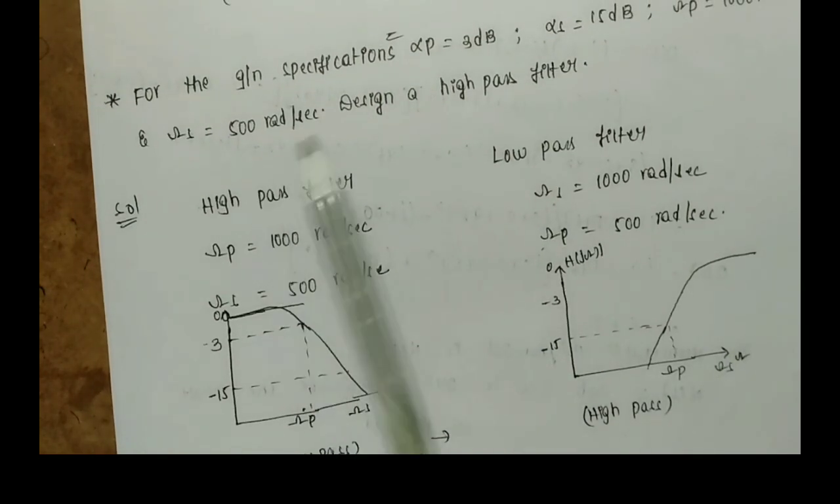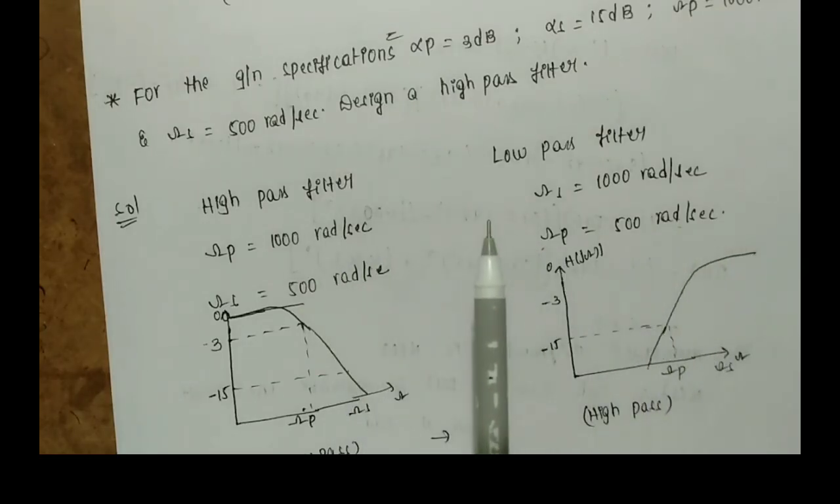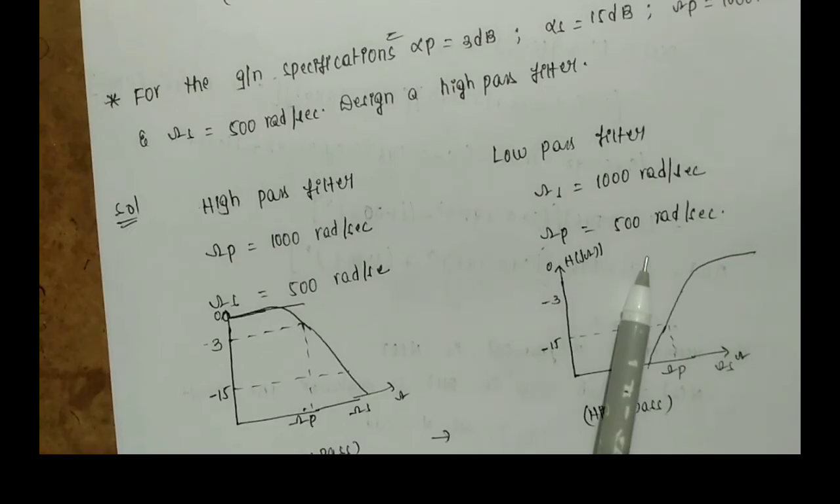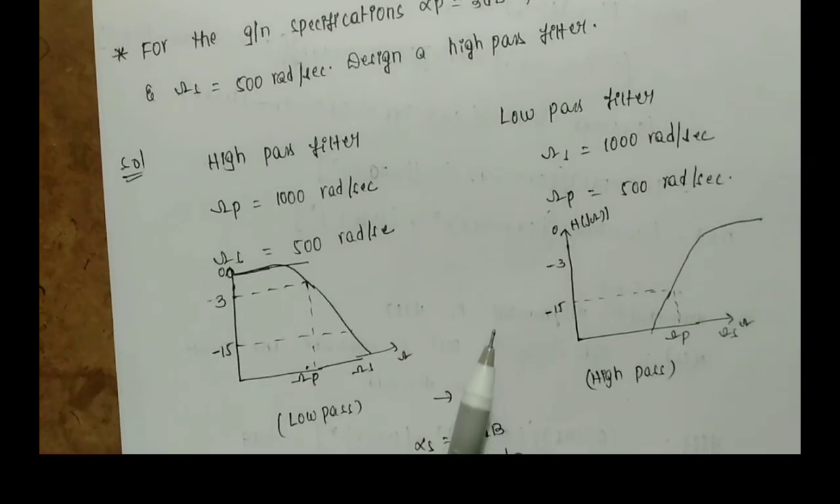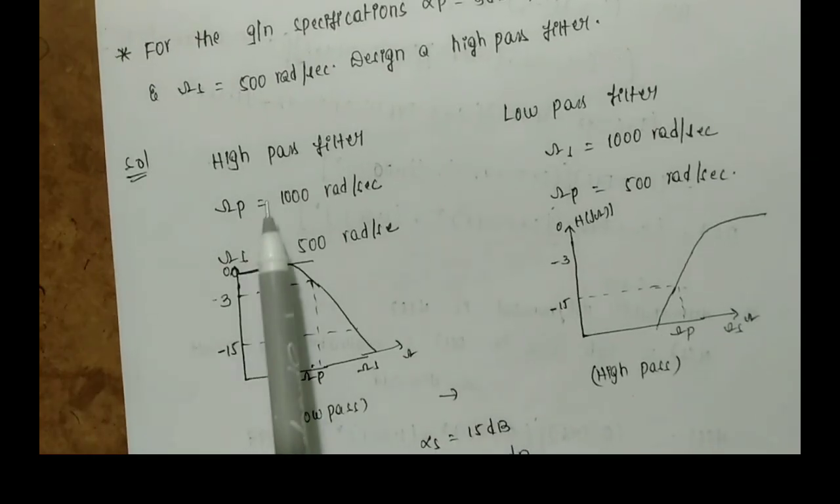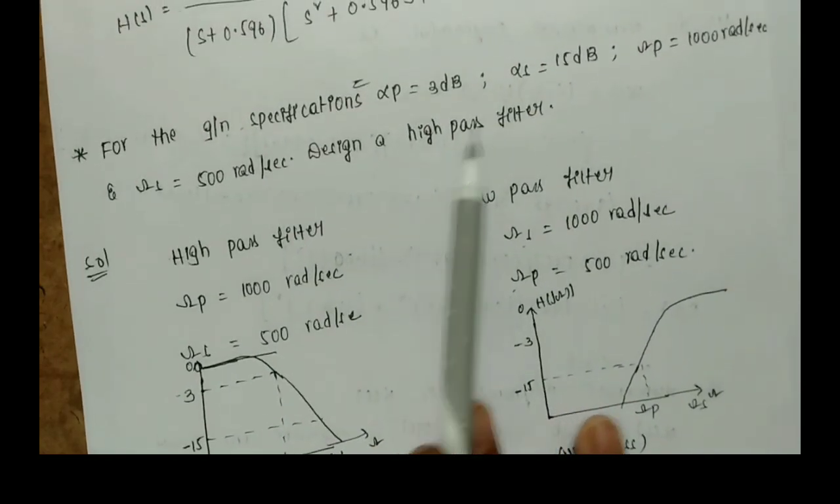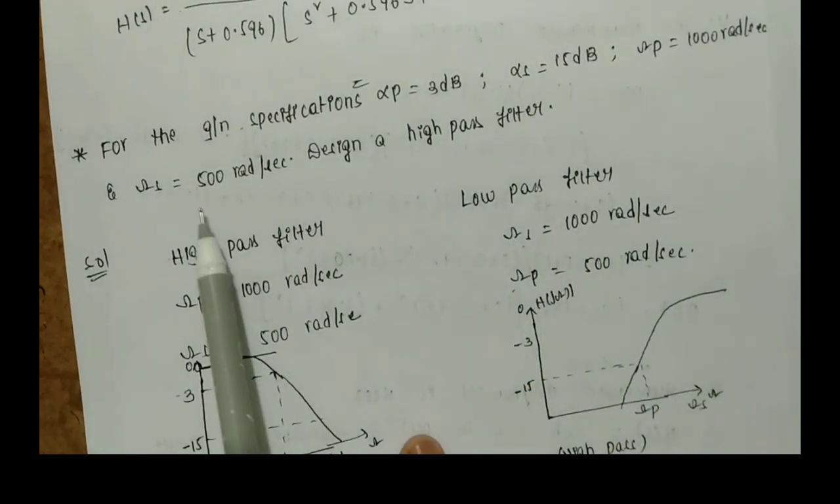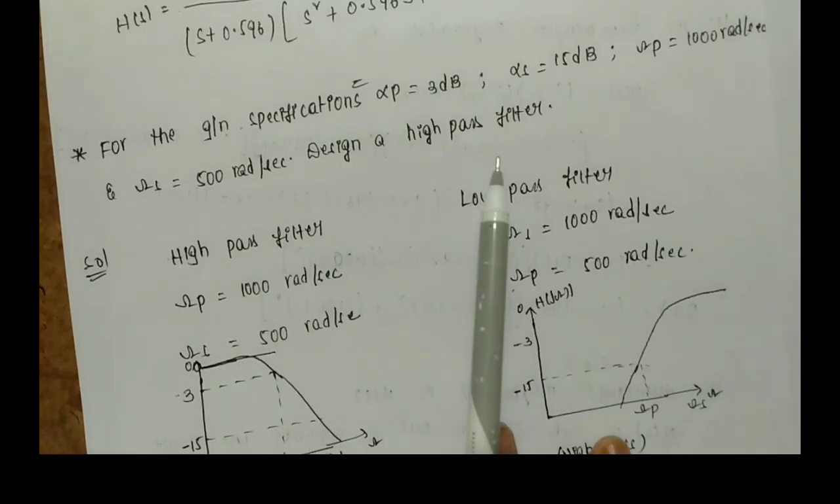Now, as we are designing the low pass filter, for better understanding I am plotting the two magnitude responses of the high pass filter and the low pass filter. So this is the high pass filter response, and this is the low pass filter response. The specifications I have written are for the high pass filter: omega p is equal to 1000 radians per second and omega s is equal to 500 radians per second. But we are designing the low pass filter, right?